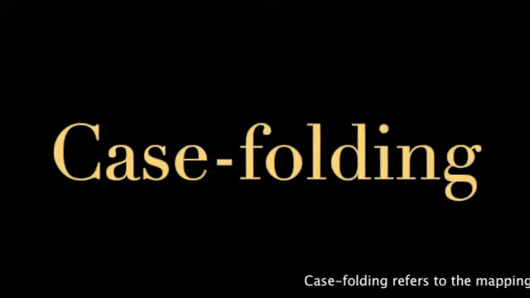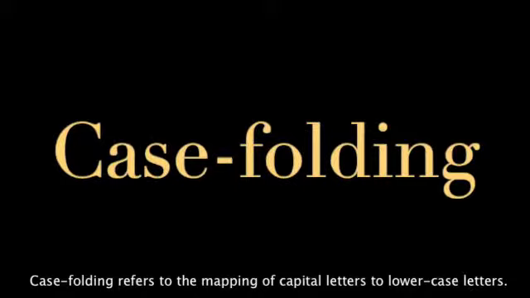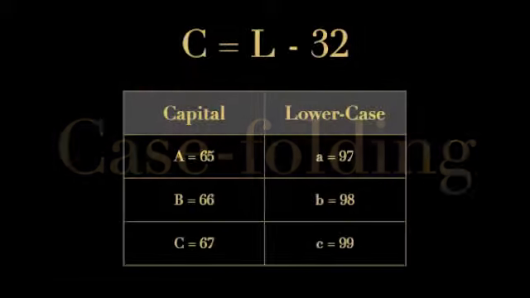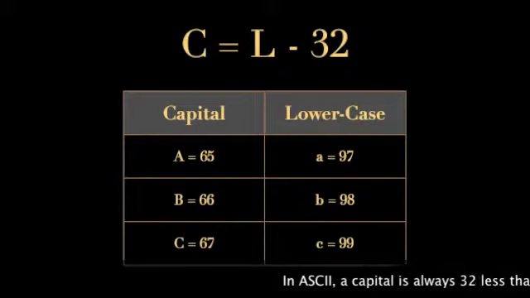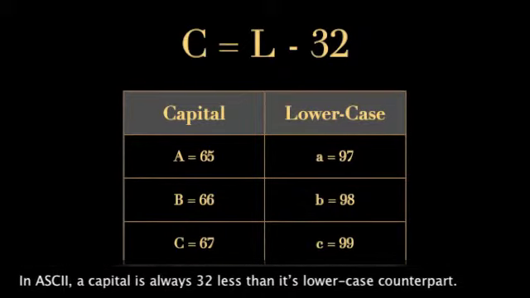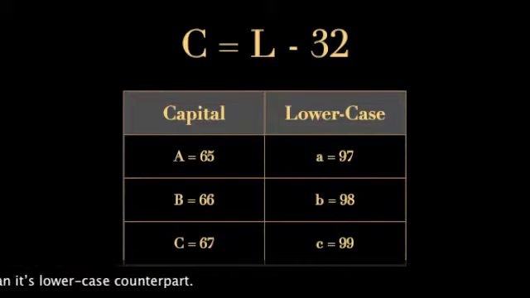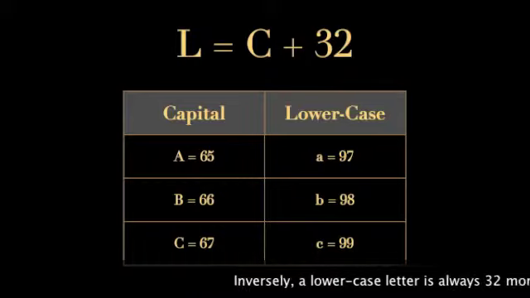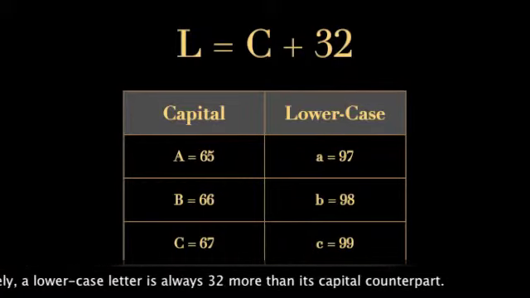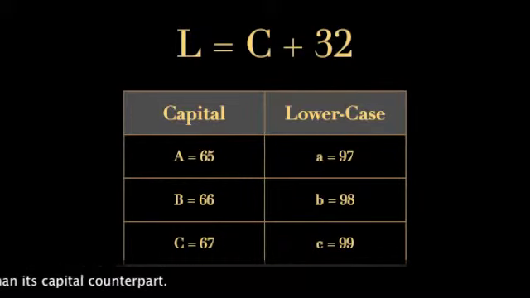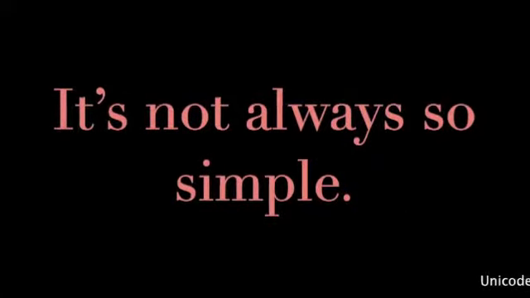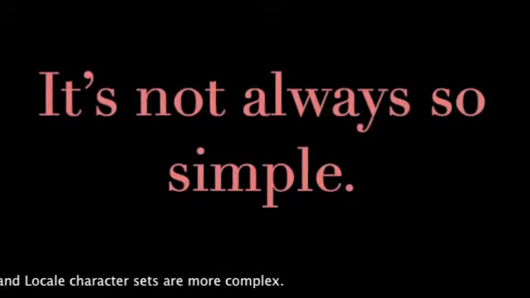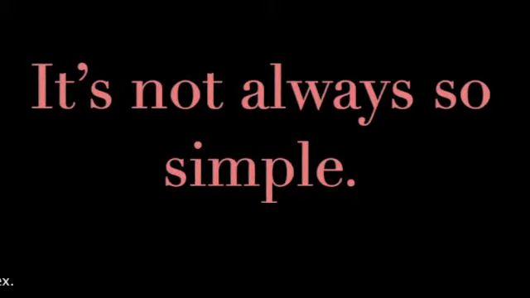Case folding allows us to go from a capital letter to its lowercase counterpart and vice versa. In ASCII, the value of a capital letter is 32 less than its lowercase counterpart. Inversely, a lowercase letter is 32 more than its capital counterpart. Unfortunately, case folding is not so simple when using Unicode or Locale.